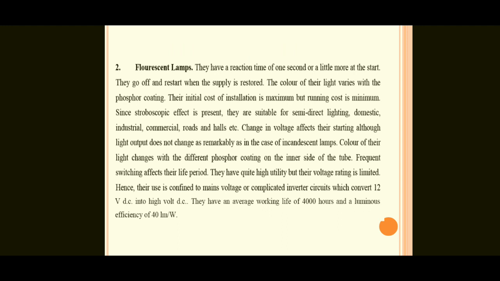In case of incandescent lamps, the color is natural light. In the case of fluorescent lamps, the color of the light varies with the phosphor coating on the inner side of the tube light. The stroboscopic effect is present. These are suitable for semi-direct lighting, domestic, industrial, commercial, roads, halls, etc. The change in voltage affects their starting, although light output does not change as remarkably as in the case of incandescent lamps.